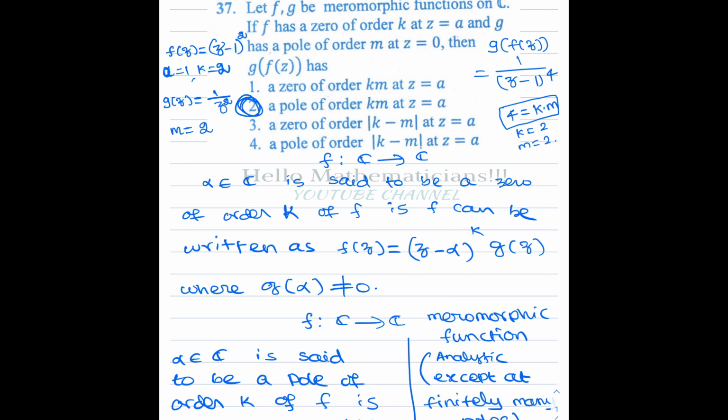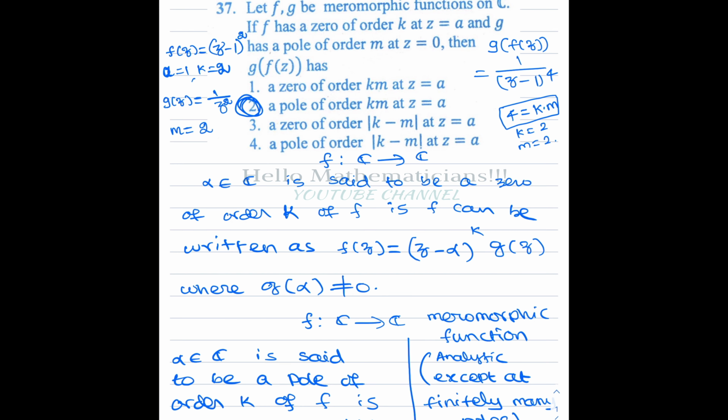Again we take a function f from C to C. Here a complex number alpha is said to be a 0 of order k if f can be written as f of z equal to (z minus alpha) whole power k times g of z, and for this g, g of alpha is not equal to 0.